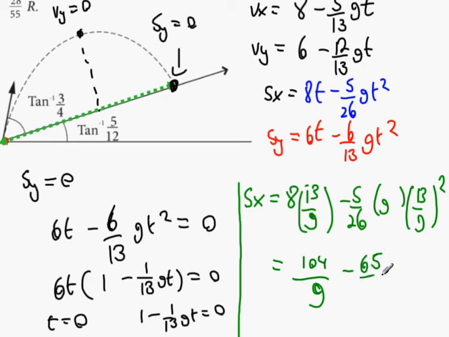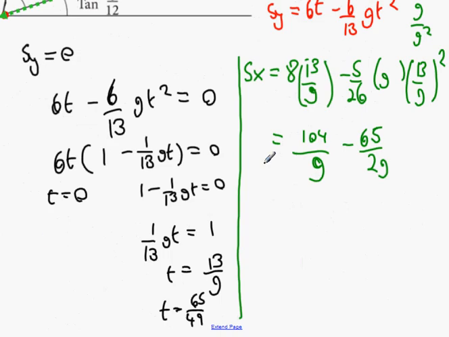And then it's going to be g divided by g squared, which is, because g is here, and when you square this out, you're going to get 169 over g squared. So g divided by g squared is g. So we have this at the moment. Let's give them a common denominator, which is 2g, multiply the top and bottom by 2. Can anybody tell me what 208 minus 65 is? 143. Okay. 143 over 2g. And that's my sx.